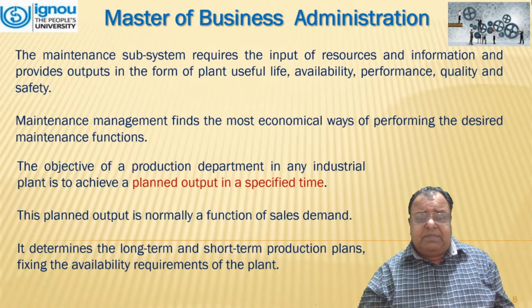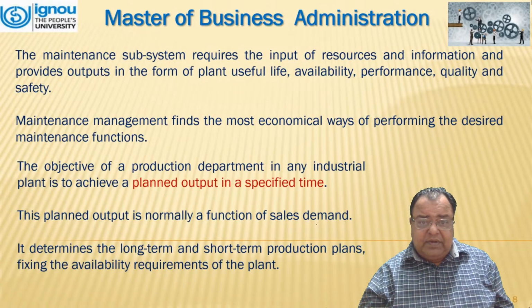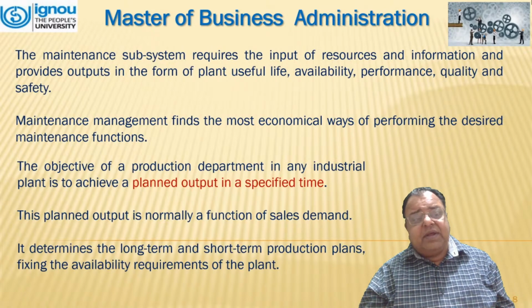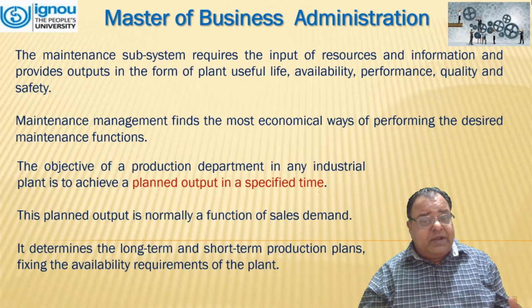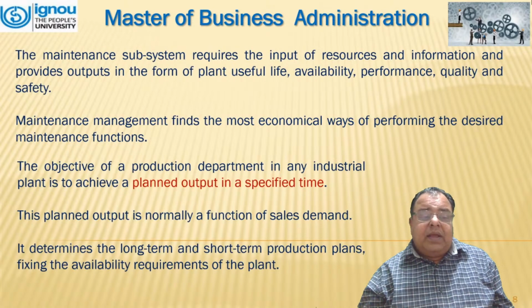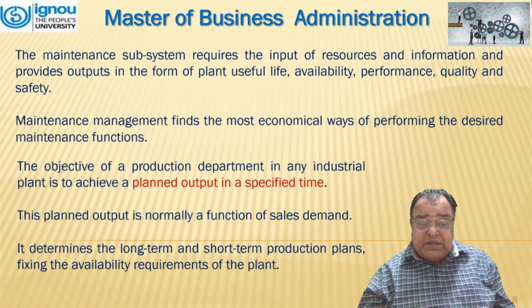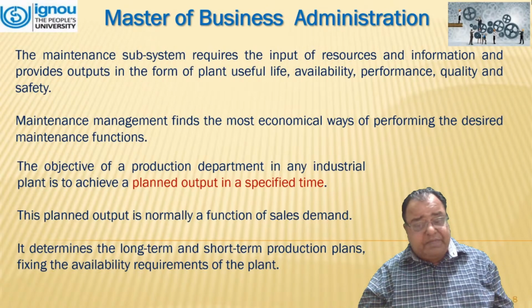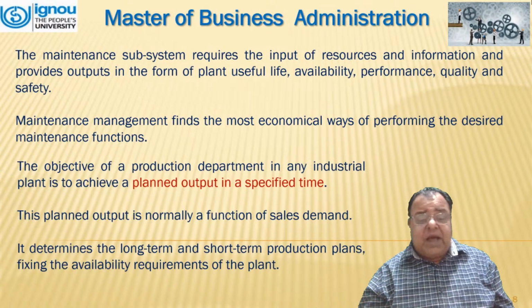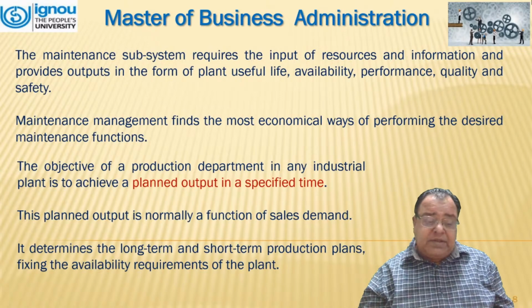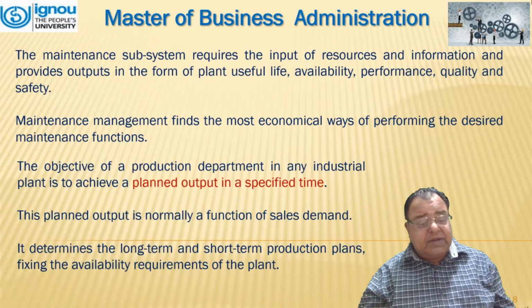The maintenance subsystem requires the input of resources and information and provides output in the form of plant useful life, availability, performance, quality, and safety. Maintenance management finds the most economical ways of performing the desired maintenance functions. The objective of a production department in any industrial plant is to achieve a planned output in a specified time. This planned output is normally a function of sales demand. It determines the long term and short term production plans, fixing the availability requirements of the plant.